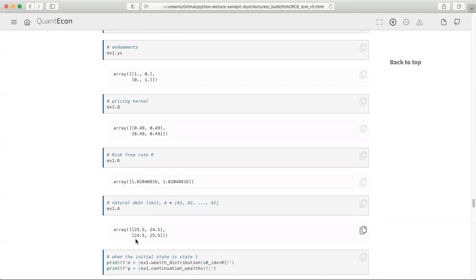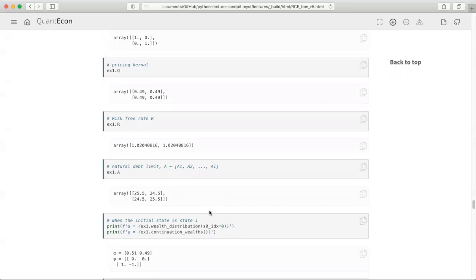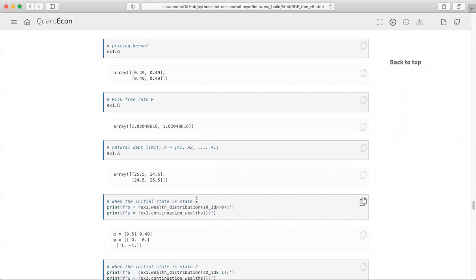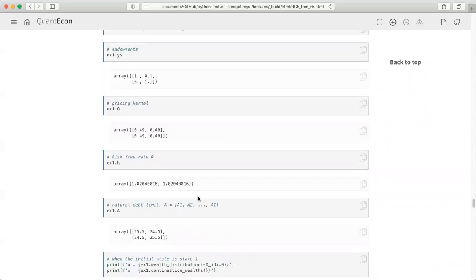Those are the endowments of the first person in state 0 and 1. Endowment of the second person states. So I've computed all that. Okay, let's compute the distribution of wealth. This is going to be fun. What do you think the distribution?